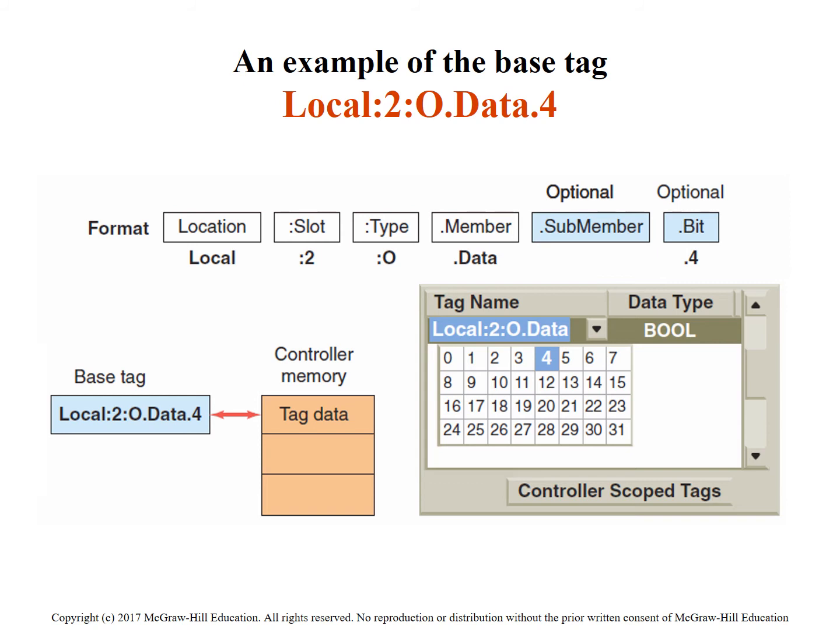And here's kind of how it breaks down again. We're looking at the data table, and they're showing us bit 4 being active here. So local, slot 2, output, data, bit 4.